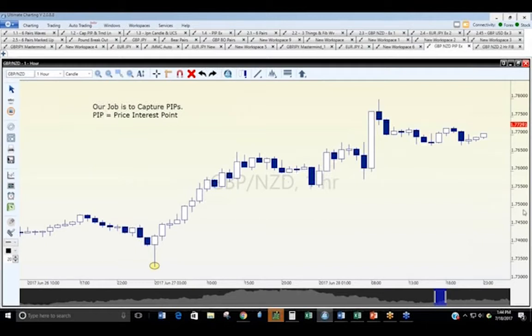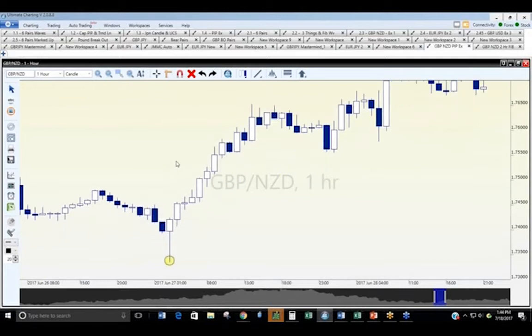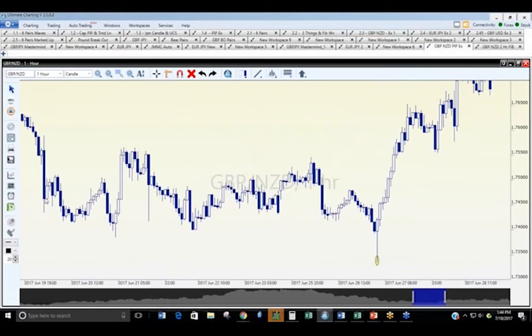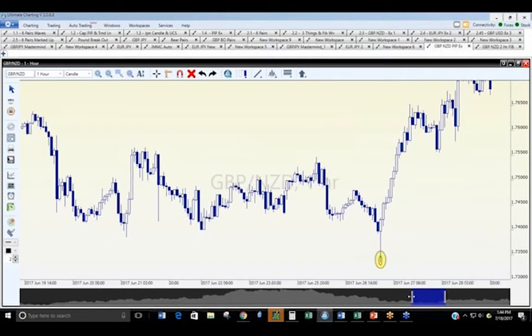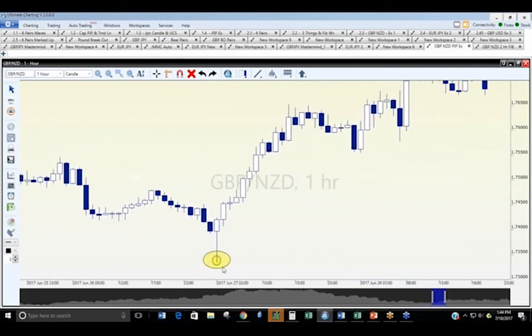Now, let me just give you an example. And I'm going to talk about some of our tools. What we like to do is look at the beginning of a trend. So down here, hopefully everybody sees this. This is a low. The market went down to that point and then it reversed direction. So this is what we look at. From this low, we see that the market went down.